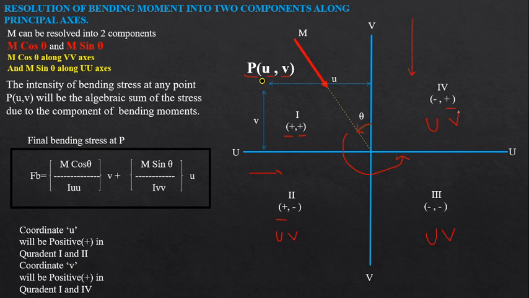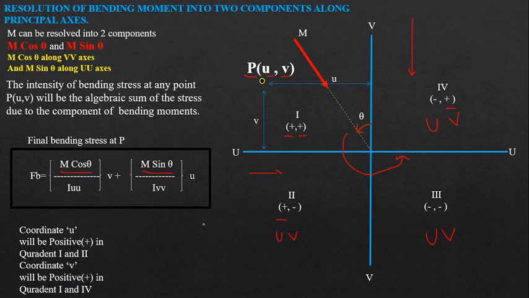The coordinates u and v will be positive in that quadrant where the plane of bending acts, the plane in which the bending moment is applied. So this is the first quadrant in which the bending plane is acting. And now we have two components also, M cos theta and M sin theta.